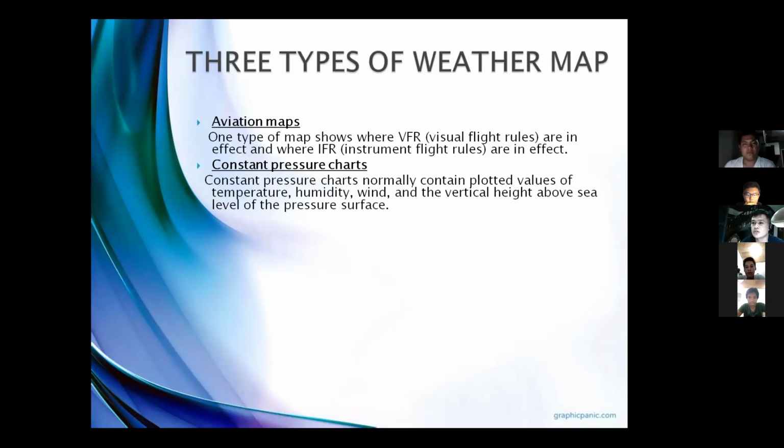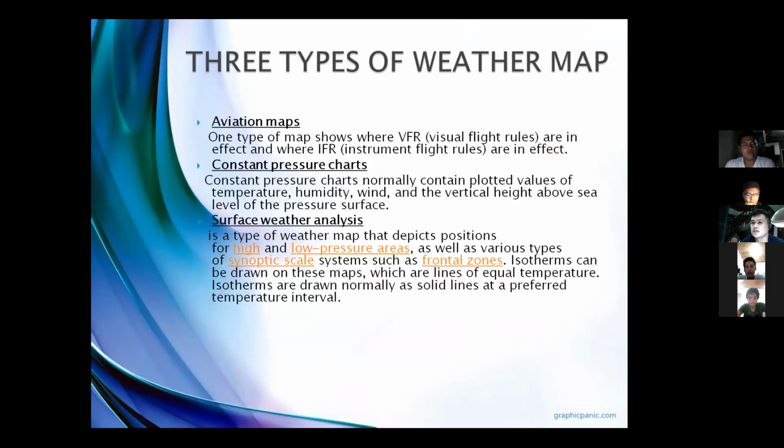And the next is the constant pressure chart. This chart normally contains plotted values of temperature, humidity, wind, and the vertical height above sea level of the pressure. So these are the constant plotted values, from the word itself, constant. These are the constant plotted values of the temperature, the humidity, and the wind.